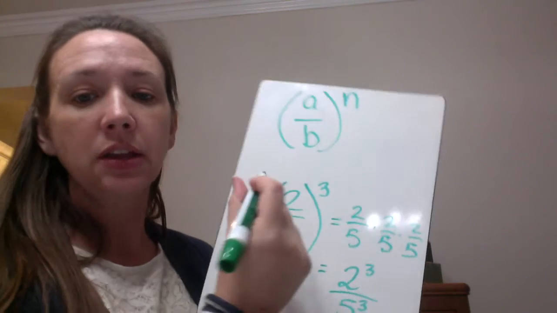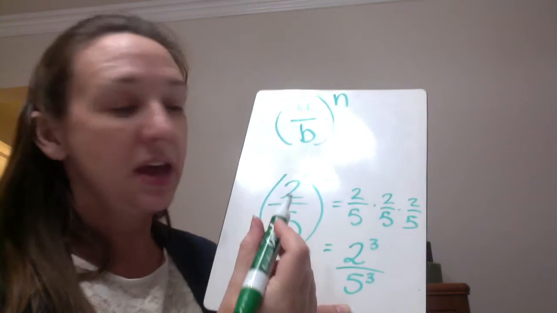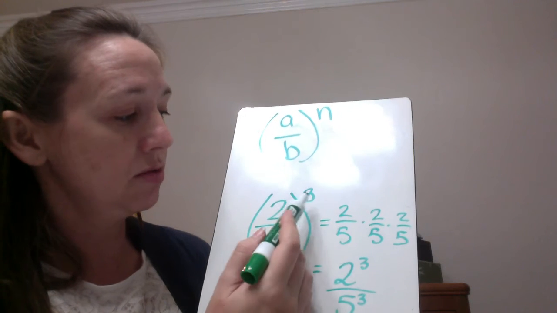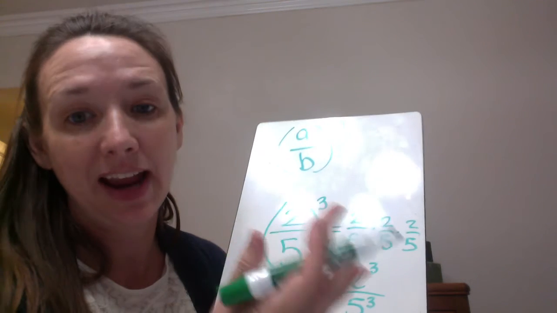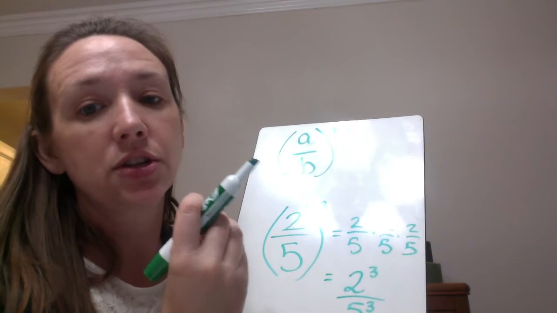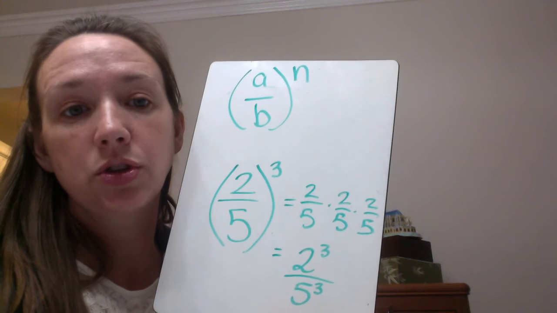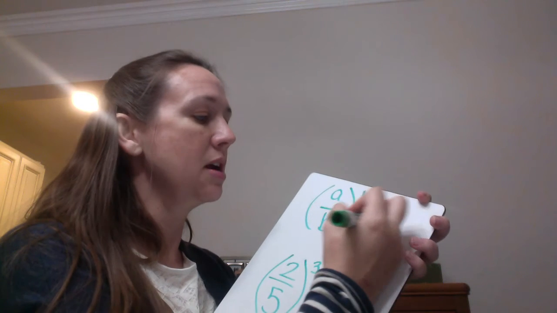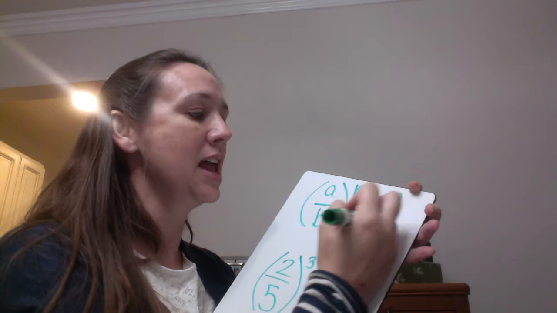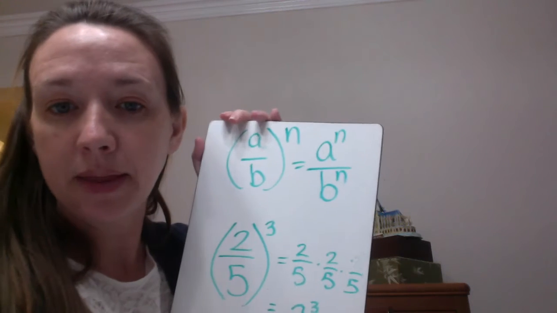So we can look at this beginning and this ending to write a rule that basically if we have a fraction, you can just do the exponent for the top and the exponent for the bottom and get your answer. You don't have to actually divide these numbers together. You can just distribute that exponent to the top and the bottom. So that means up here, that would be a to the n over b to the n. And that's it.